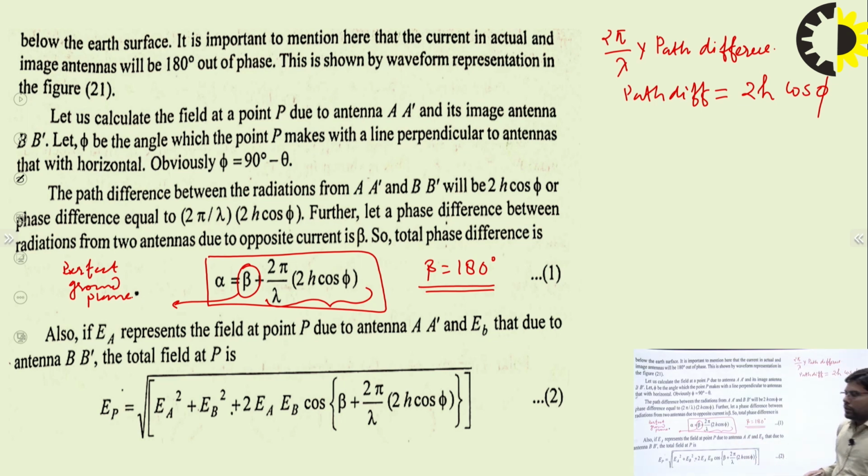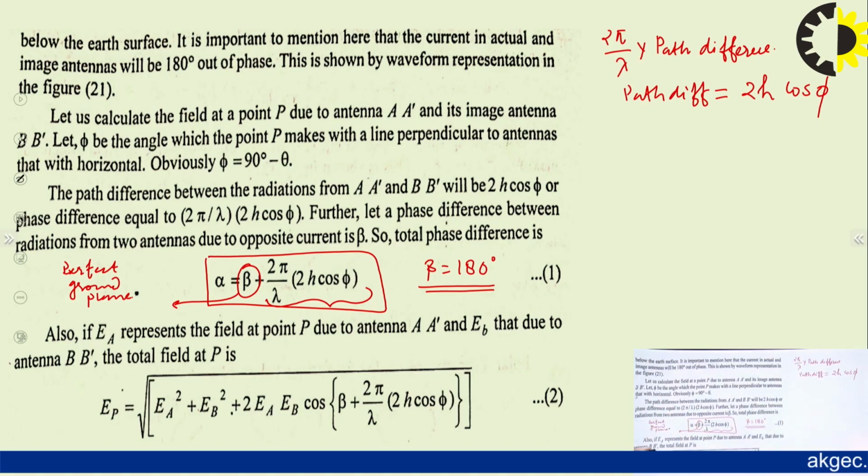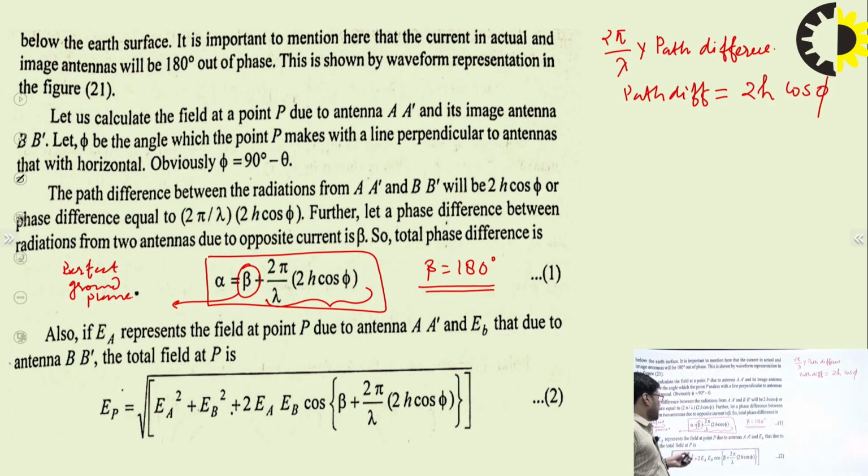So finally we need to calculate the resultant electric field at point P, which is given by EP square is equal to EA square plus EB square plus 2 EA EB cos theta. Right. So EA is the electric field intensity due to the direct wave, and EB is the electric field intensity due to the indirect wave, that is the reflected wave from the ground plane. I hope this resultant field equation is clear to all of you.